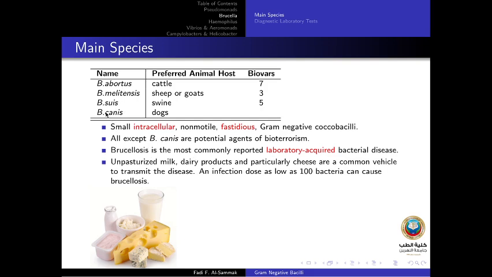All these species except Brucella suis are considered potential agents of bioterrorism. And brucellosis is the most commonly reported laboratory-acquired bacterial disease. The disease is usually caused by unpasteurized milk, and dairy products, in particular cheese, are common vehicles to transmit Malta fever. An infective dose as low as 100 microorganisms can cause brucellosis.